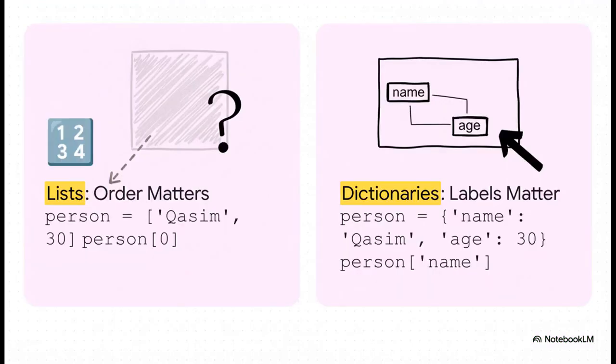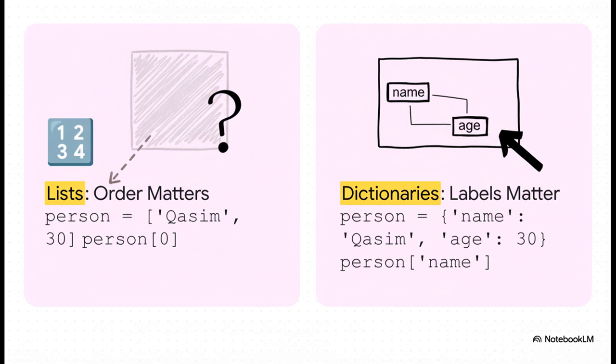Okay, so check this out. This is where it all clicks. On the left, you've got the old way, the list. You just have to know that index 0 is the name. But look at the right. This is a dictionary. Instead of a number, we're using a label, a key, like the word name. All of a sudden, the code just makes sense. Person name? Well, of course that's Kasim. There's no guesswork. This is an absolute game changer for writing clean code.